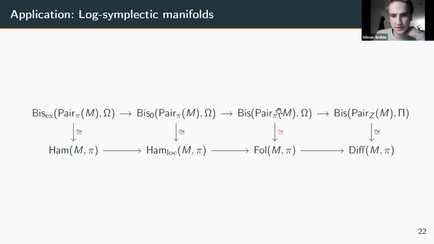Now, if you go back to the symplectic pair groupoid, then we obtain the foliated diffeomorphisms. If you look at the identity component of this group of Lagrangian bisections, then these correspond exactly to the locally Hamiltonian diffeomorphisms. And finally, if we then descend to the exact bisections, we get the Hamiltonian diffeomorphisms. So that's the story for log-symplectic manifolds.